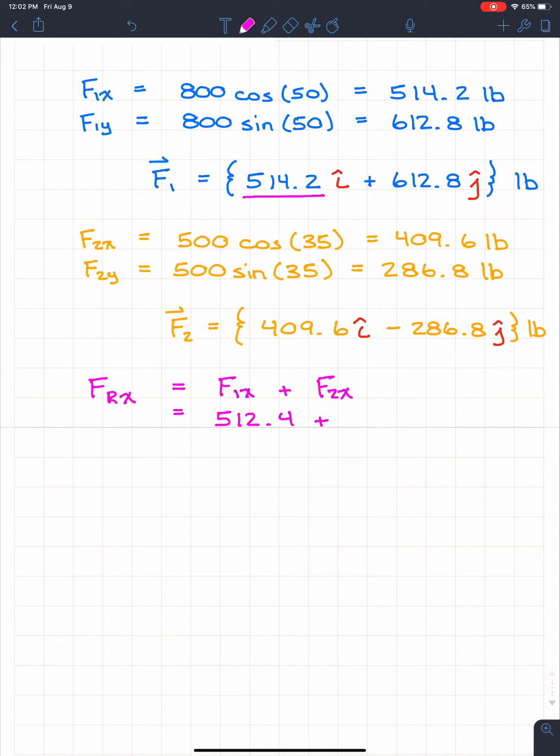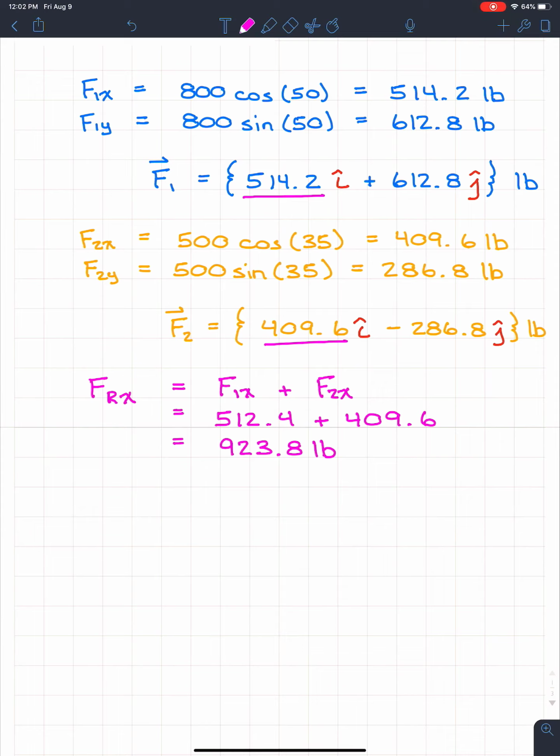512.4 plus our F2x is going to be the 409.6. And since we're only adding those 2 vectors, that's all we need to do. So we add them up together, we're going to get 923.8 pounds. So that was really simple, and that's our horizontal components for our resultant vector.